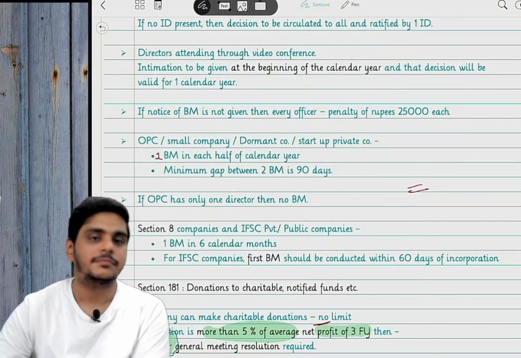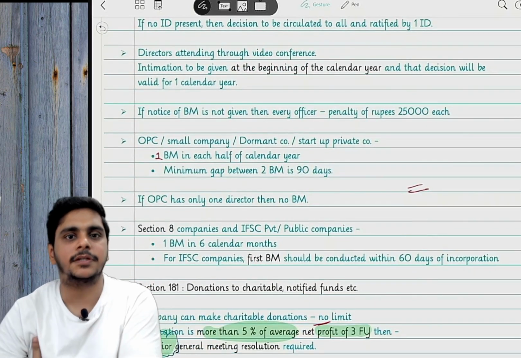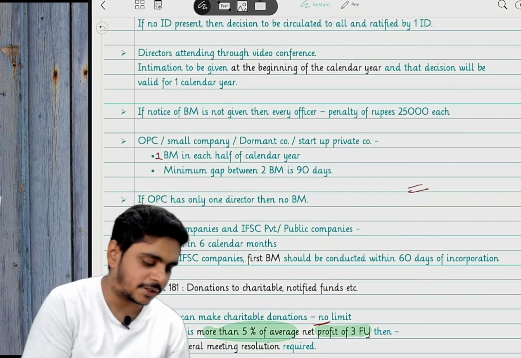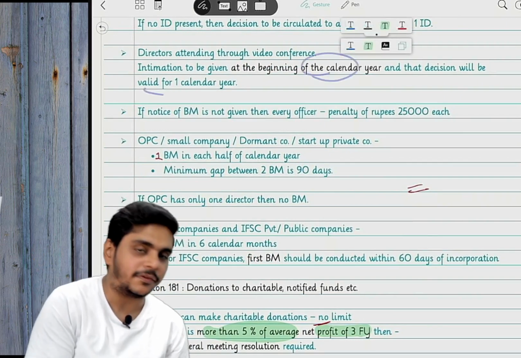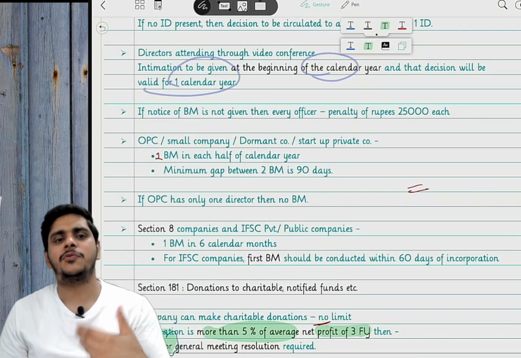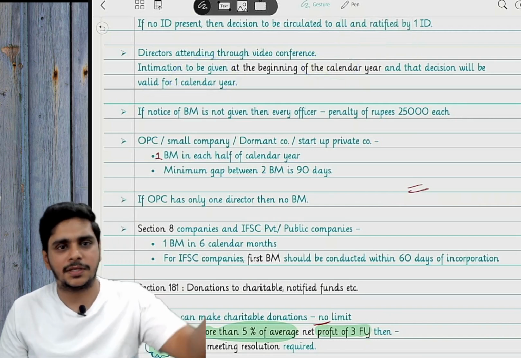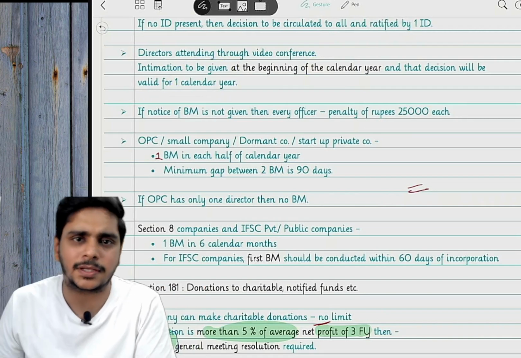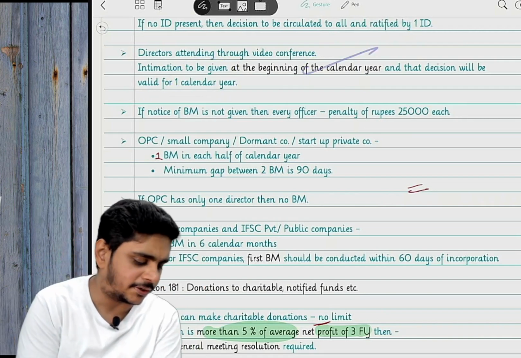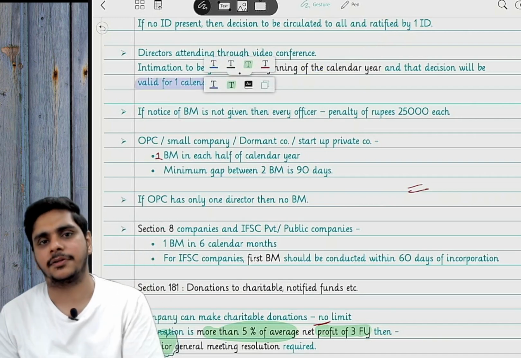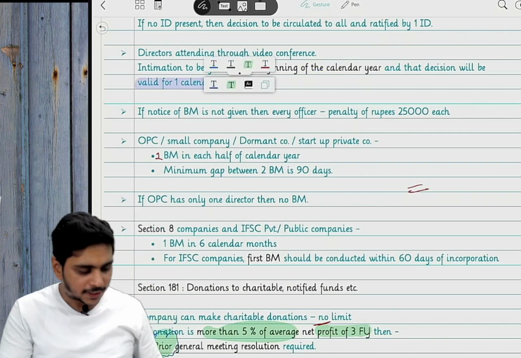Then, for a director attending through video conferencing, intimation is to be given at the beginning of the calendar year, and that decision will be valid for one calendar year. Like, if I want to attend the meeting via video conference, I can give that intimation in the beginning of the calendar year, and that decision would be valid for one calendar year.